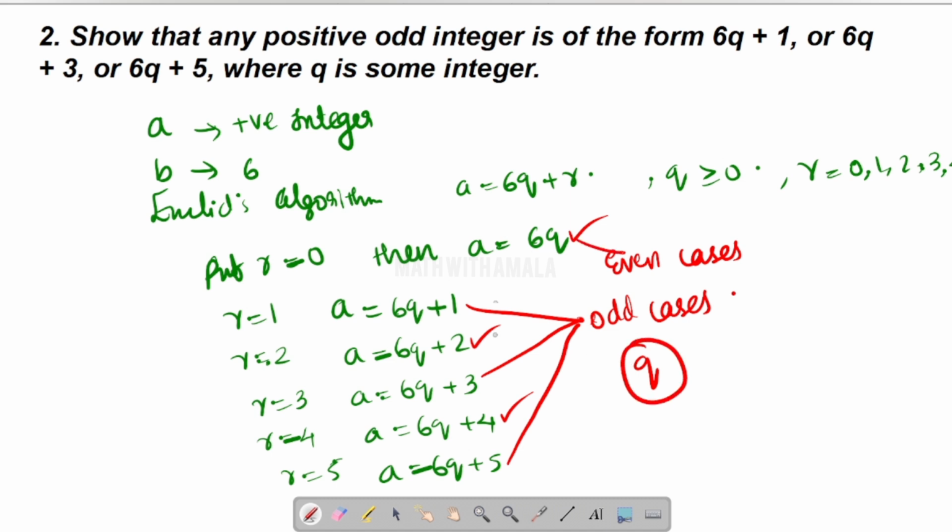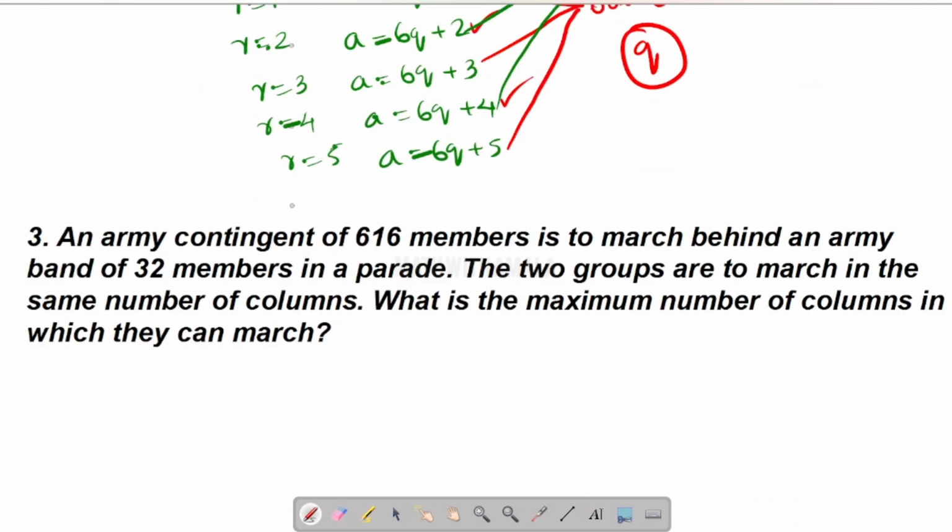Likewise, when we take the plus 1, plus 3, plus 5 numbers, it is the odd case. So we have 3 even cases and at the same time 3 odd cases. Thus we can say that any positive odd integer is of the form 6q plus 1, 6q plus 3, 6q plus 5, where q is some integer.